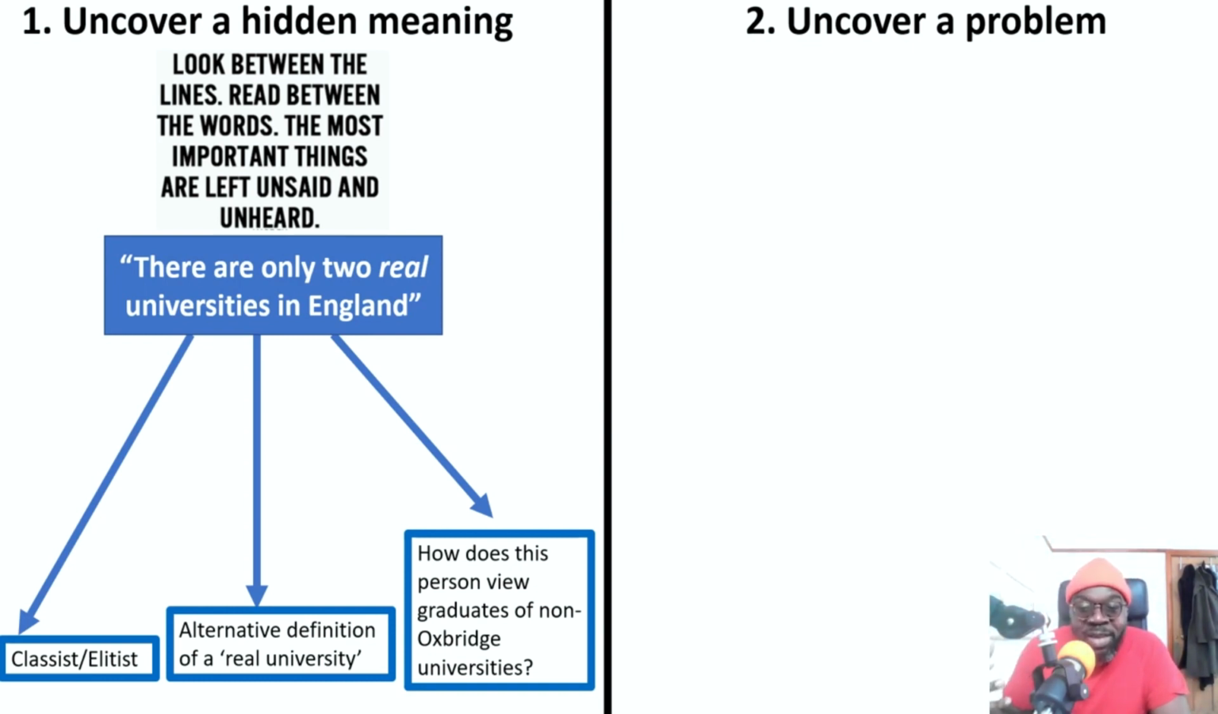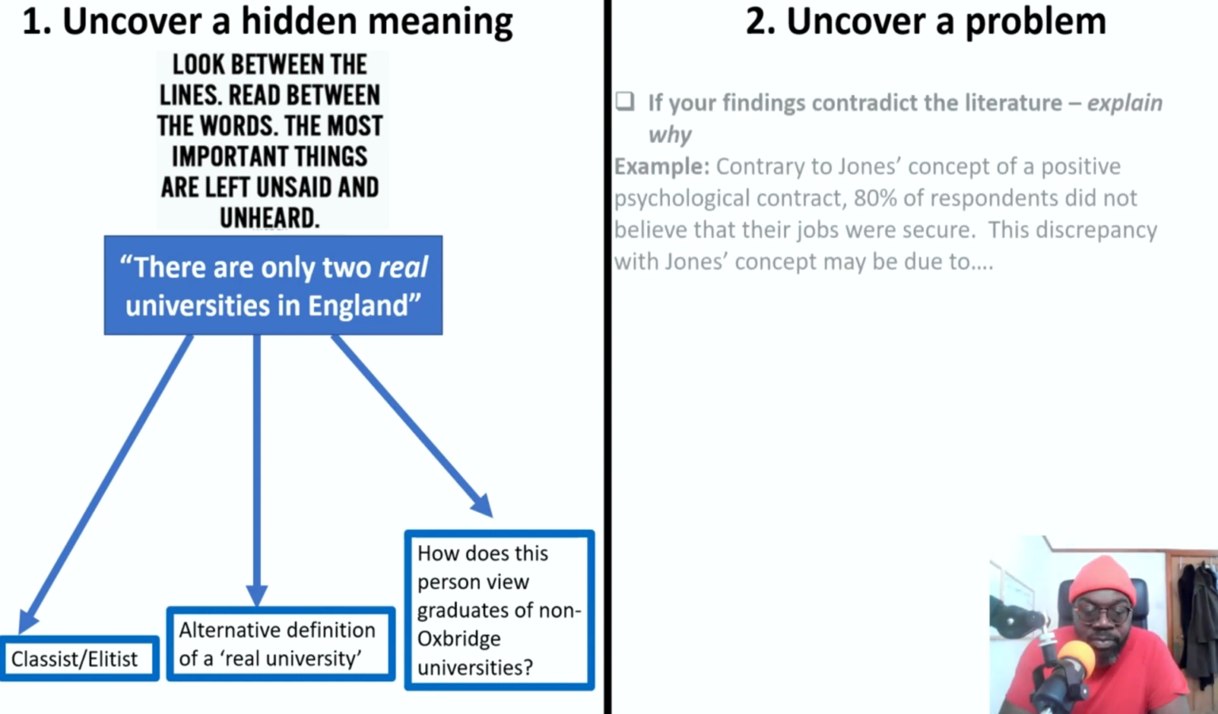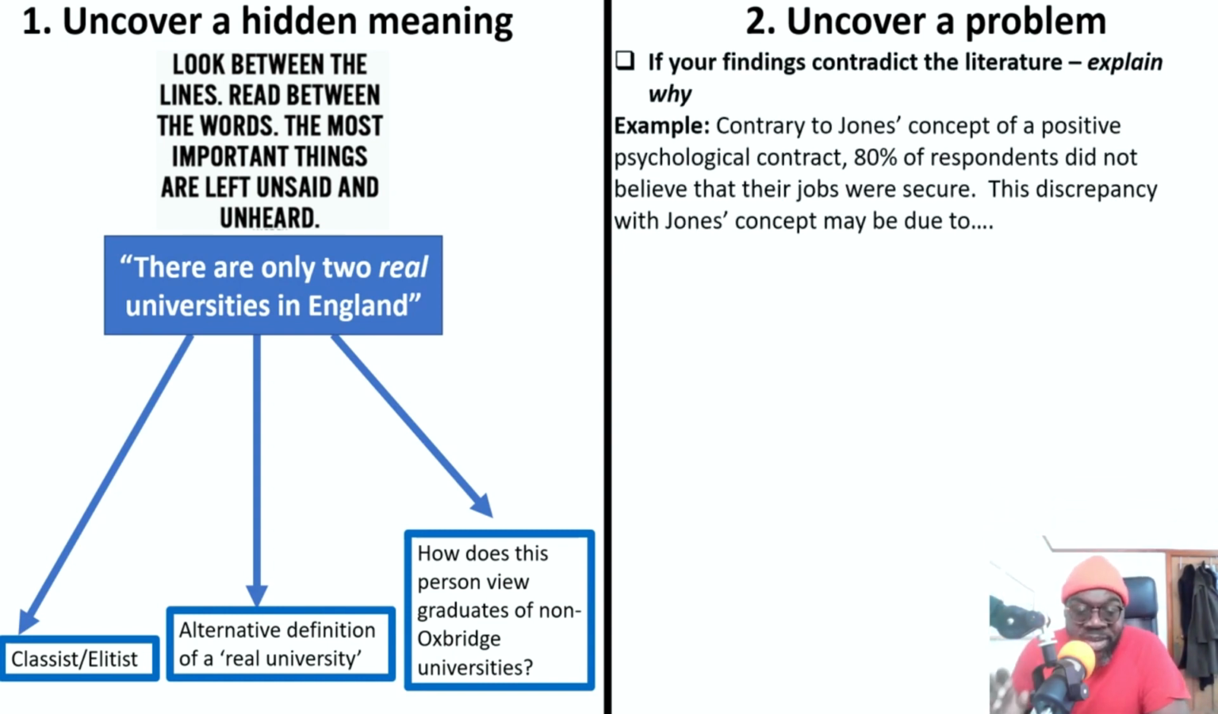Here are 4 ways to uncover a problem. So if your findings contradict the literature, you need to highlight the contradiction and suggest why there is a contradiction. I put an example here.